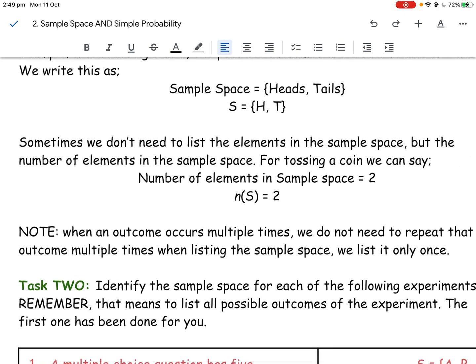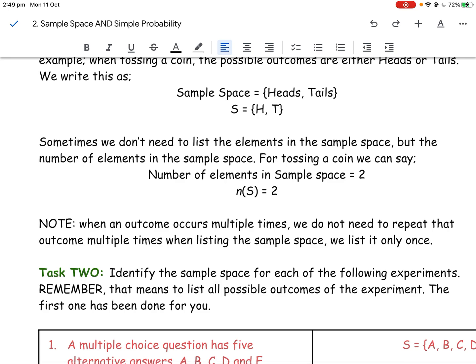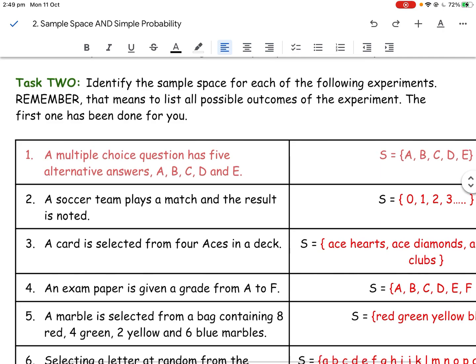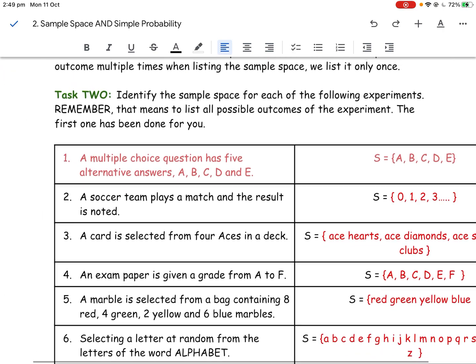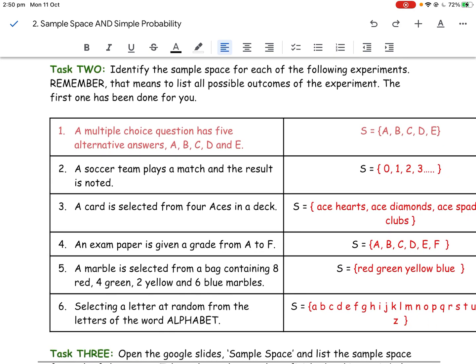Note, when an outcome occurs multiple times, we do not need to repeat that outcome multiple times when listing the sample space. We list it only once. So here's task 2. Identify the sample space for each of the following experiments. Remember, that means to list all possible outcomes of the experiment. The first one has been done for you.